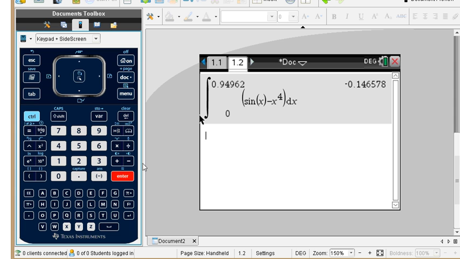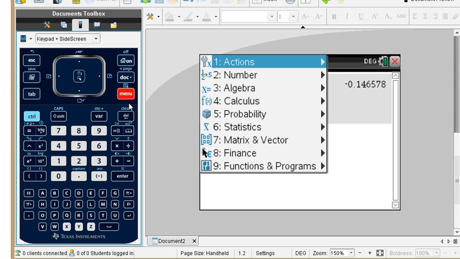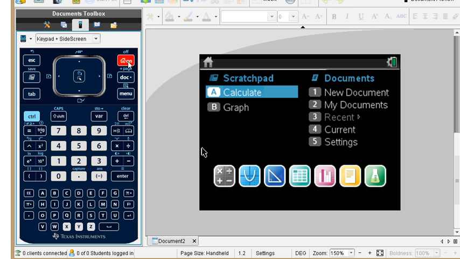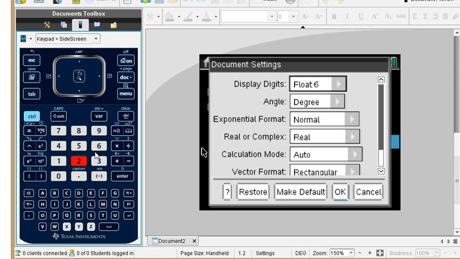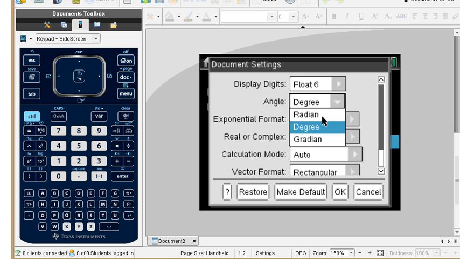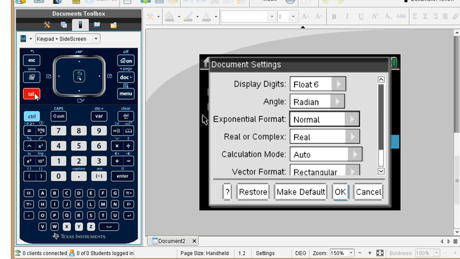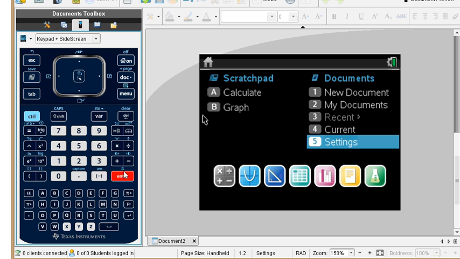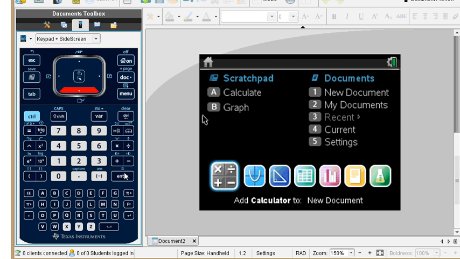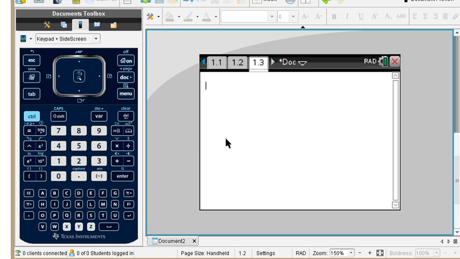Our problem is that we're in degrees here, and we really need to be in radians. So that's one thing to look out for. I'm going to go to menu again, excuse me, Settings. I should have looked at that first. Go to document settings. Let me go to radians and tab down here. Press OK, and we should be good to go. And yes, we are in radians.